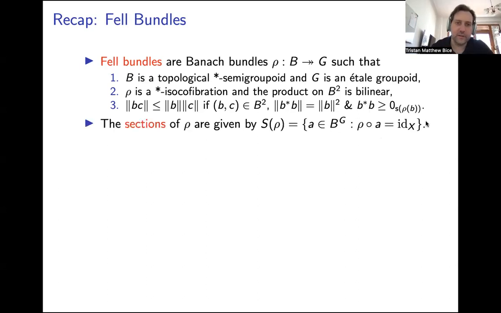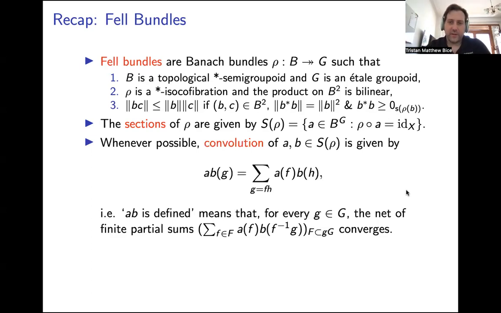So our primary interest in Fell bundles is that they allow us to define sections, and we're going to try and use these sections to define C-star algebras. Remember, a section is officially just some right inverse to the bundle map rho. More intuitively, what a section really does is it just picks out an element from every single fiber.